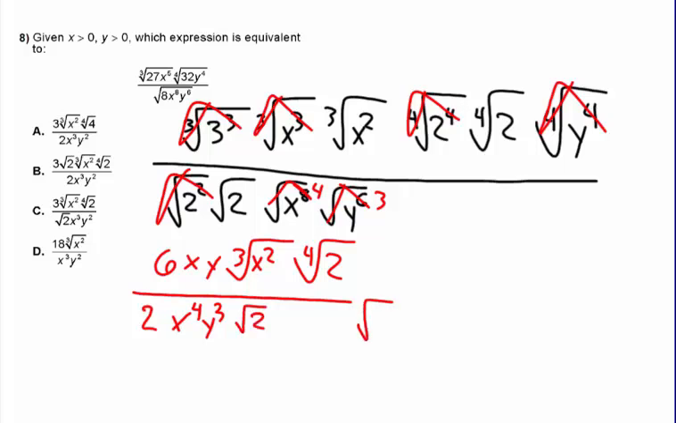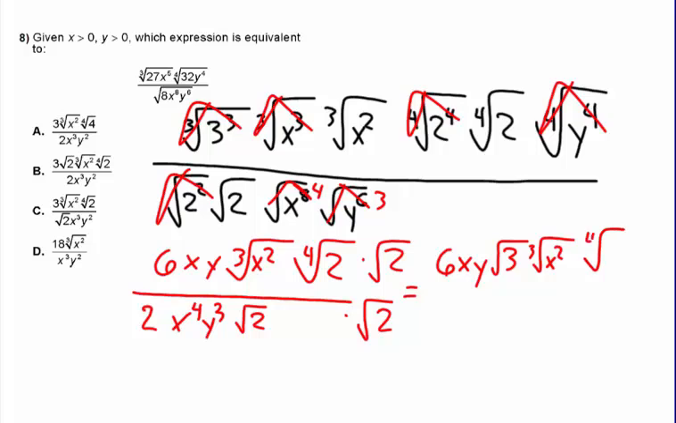Okay, so notice here we still have a radical 2 on the bottom. So we've got to multiply the top and bottom by square root of 2 so we don't have any radicals in our denominator. I accidentally wrote a 3, but that should be square root of 2.